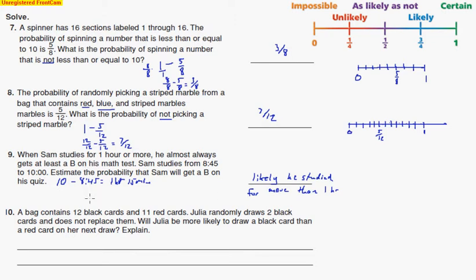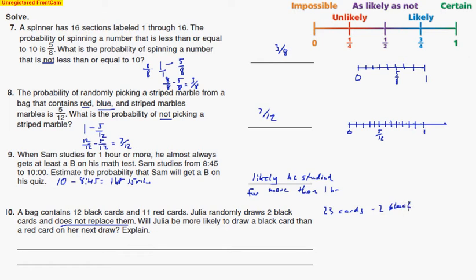Now, the last problem here talks about a bag that contains 12 black cards and 11 red cards. Julia randomly draws 2 black cards and does not replace them. Okay, so they've got these 23 cards. So there's 23 cards all together. And she draws 2 cards, so we're going to take away 2 cards. And not only are they just cards, they're black cards.